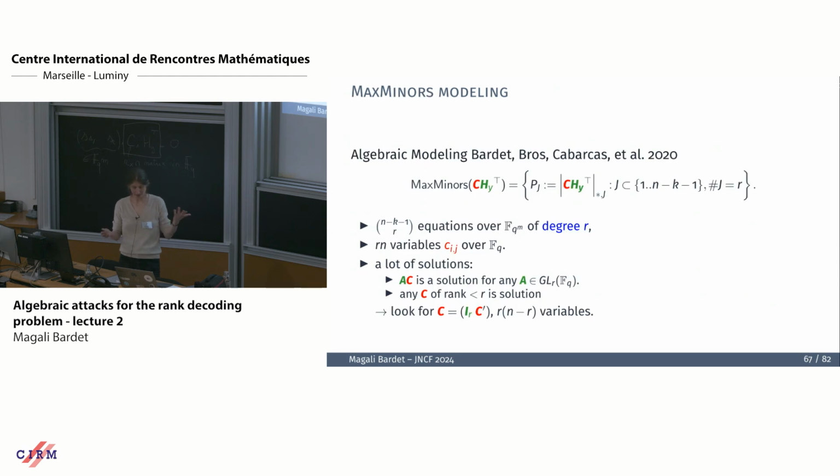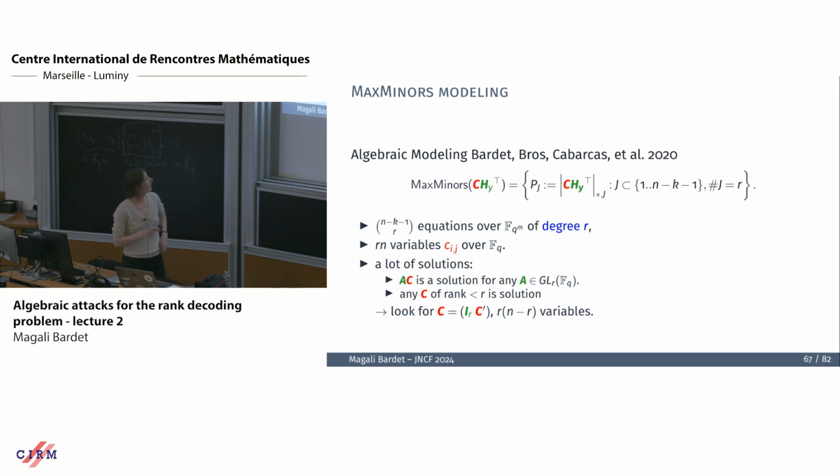So it's another modeling, and I will try to explain why it is, in some sense, more interesting than this one, and why we can tell things about the complexity of solving this modeling. So if you look at first sight, you have minors. So the equations are of degree R in the values of C.